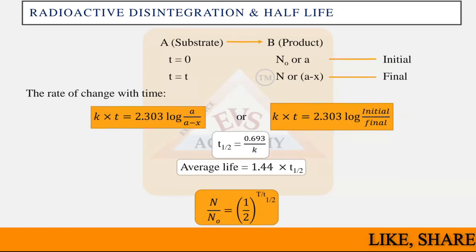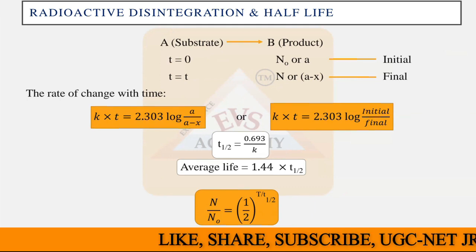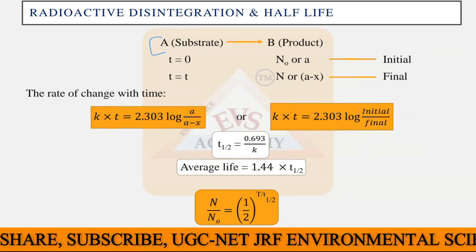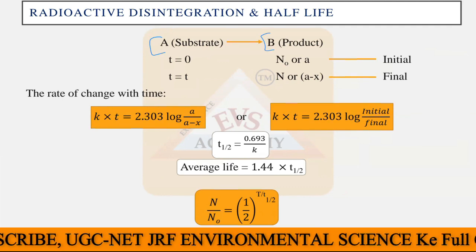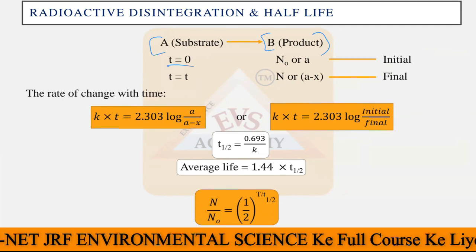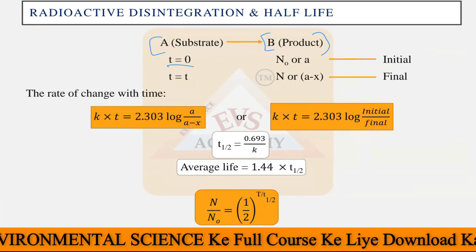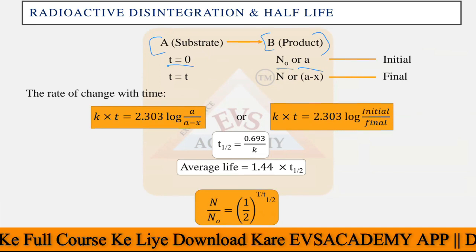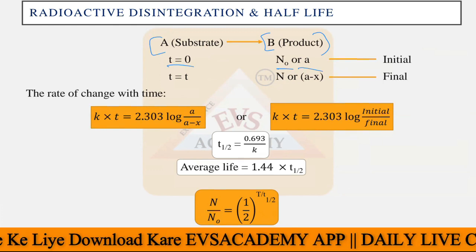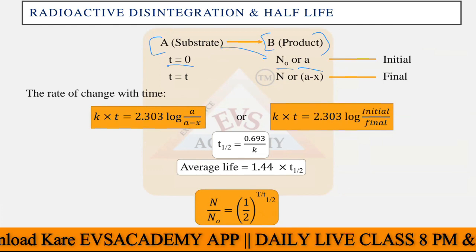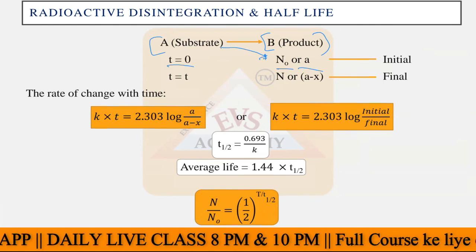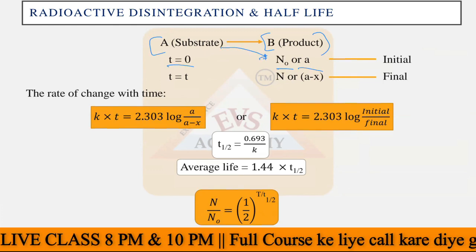Now, here we have to solve some numerical questions based on radioactive disintegration and half-life. Here, for example, A is the substrate which is converted into B, the product, and the initial time was 0. At the initial time, the initial amount was N naught or A. This is not the amount of product, this is the amount of the substrate. So initially we have N naught or A amount of the substrate and the reaction has not started. This is the initial situation.